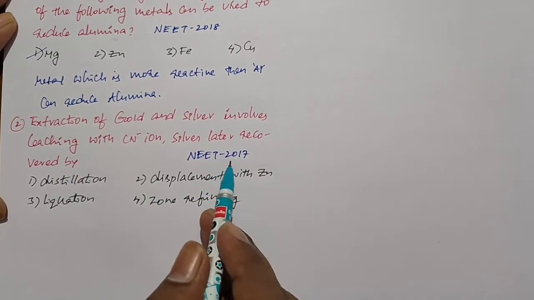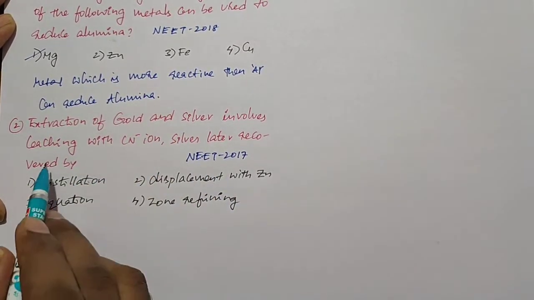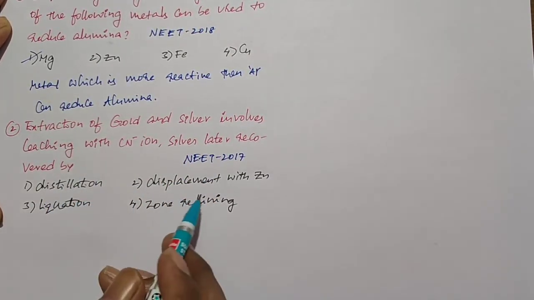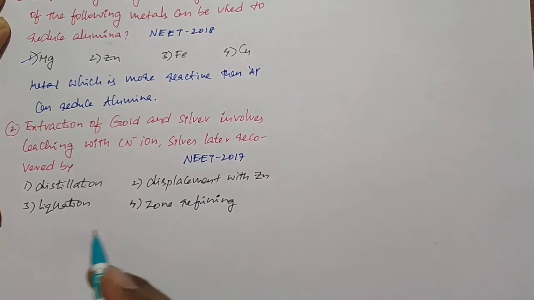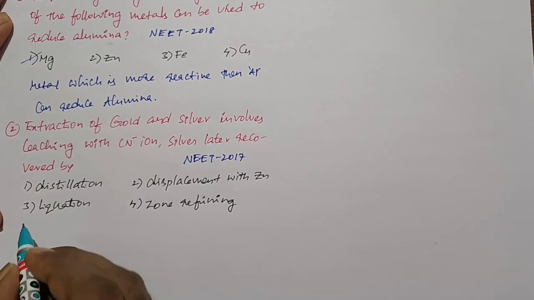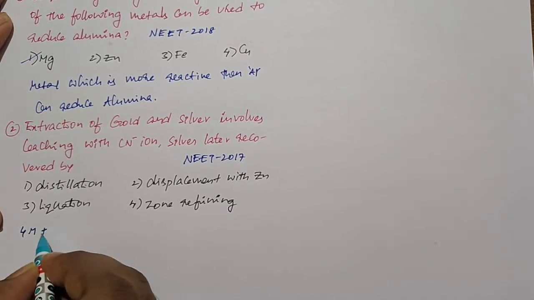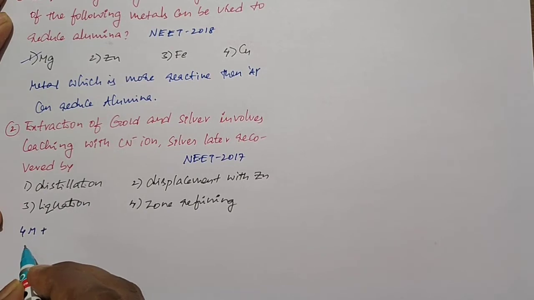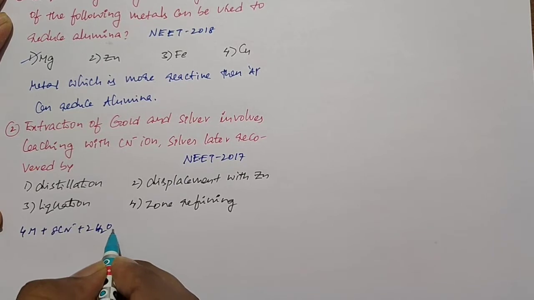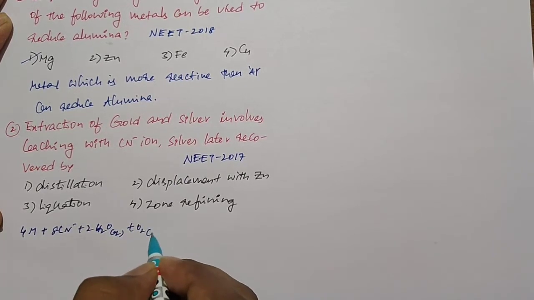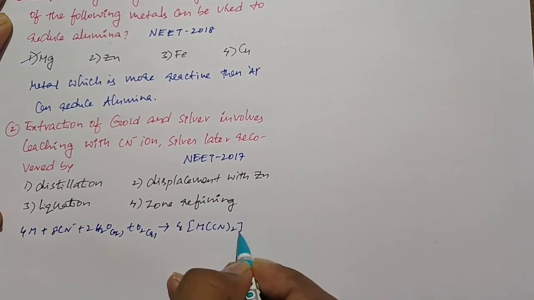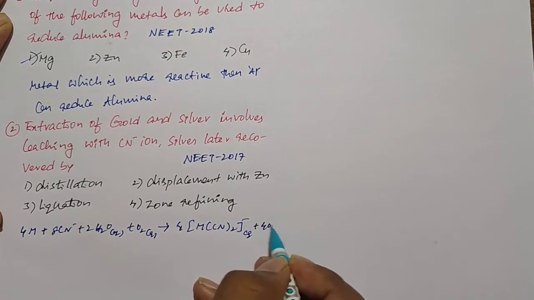This question is given in NEET 2017. Extraction of gold and silver involves leaching with cyanide ion. Silver is later recovered by distillation, displacement with zinc, liquefaction, or zone refining. First we will see the reaction of silver or gold metal with cyanide ion. When 4 moles of metal, here M means silver or gold, react with cyanide ion in the aqueous solution, they can form a complex with the cyanide ion.